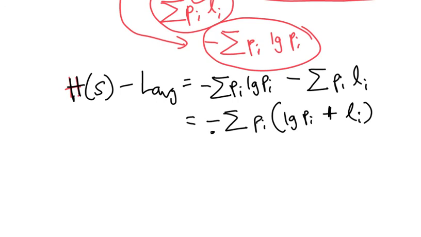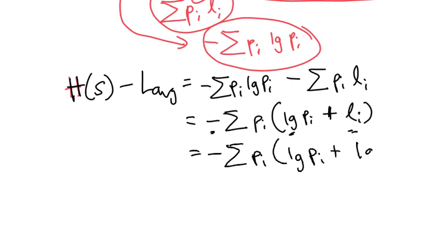This is logarithm, this is no logarithm, but I can easily make a logarithm appear there. It equals minus P_i log P_i plus, just do this, logarithm to base 2 to the power of L_i. This is the same as this. The reason I want to do it this way is that I want the logarithm to appear there, then I can combine these two together.